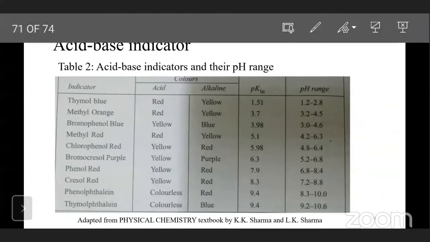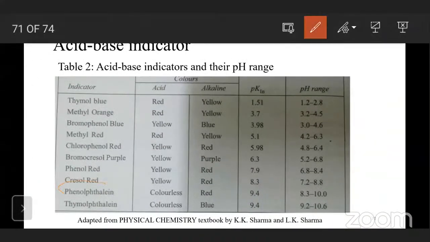I'm coming, let me pick a pen. We have phenolphthalein, we have methyl orange. You're familiar with these two. We have methyl red, we have cresol, phenol red, and so on. Thymolphthalein. And you have their pH ranges. Now look at methyl orange. The pH range is between 3.2 and 4.5.